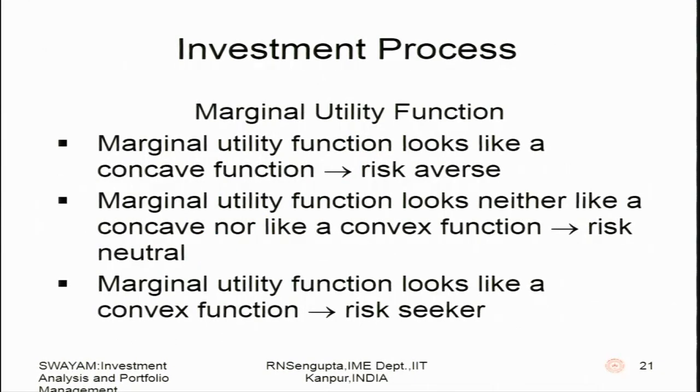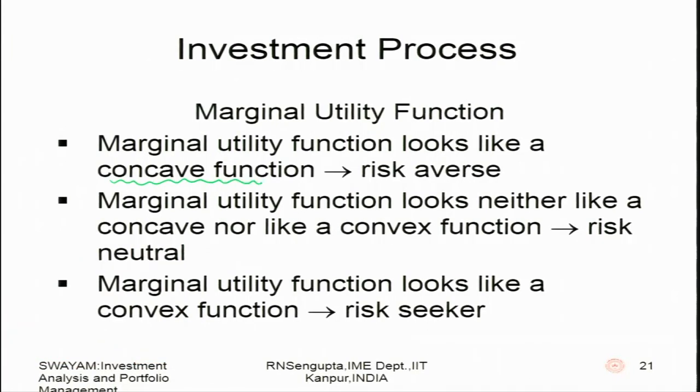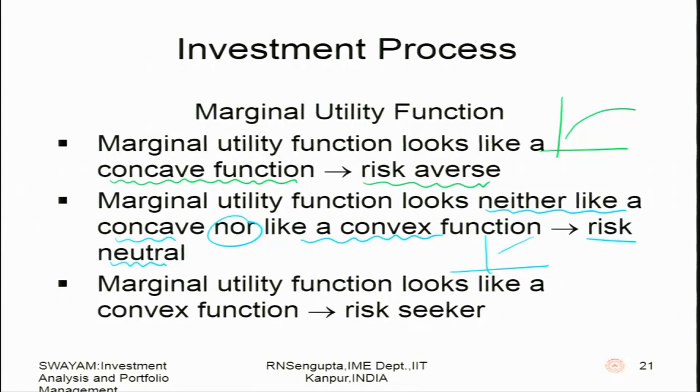So, the marginal utility function looks like a concave function for the risk averse person. So, it is a concave function, risk averse, falling like this. The marginal utility looking neither concave nor convex is the risk neutral property, which is the straight line. And the marginal rate, if I consider, looks like a convex function, hence it is a risk seeking property, which looks like this, which I have already seen. I did not want to go back to the slides.